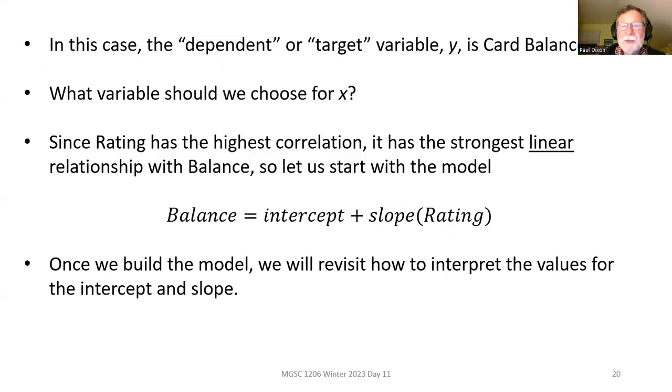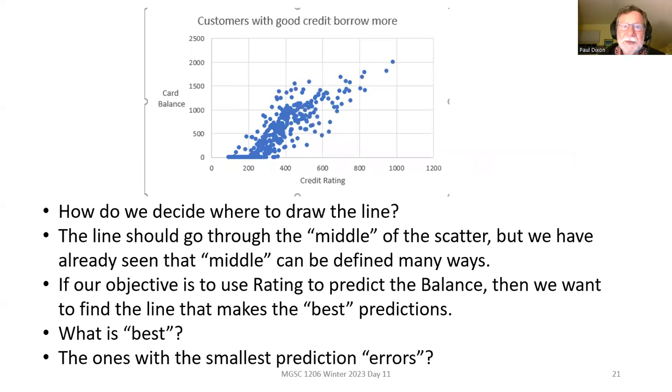Okay. So if this is what I'm doing, I'm trying to predict balance. That's my target. I need to pick a variable for X that is going to help me make good predictions of balance. And if we look back to our correlation coefficients, which are linear correlations, the strength of a linear, a straight line relationship, rating had the highest correlation. So using rating will give us the best straight line because it is the one with the strongest straight line relationship. That's where we'll begin.